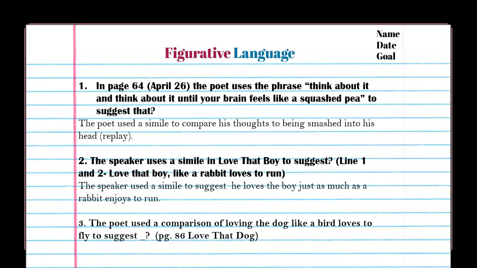Why did the poet compare his love for his dog to a bird who loves to fly? What is he trying to tell us? What is he trying to suggest? What clues are they, boys and girls? You have 30 seconds to write your answer.